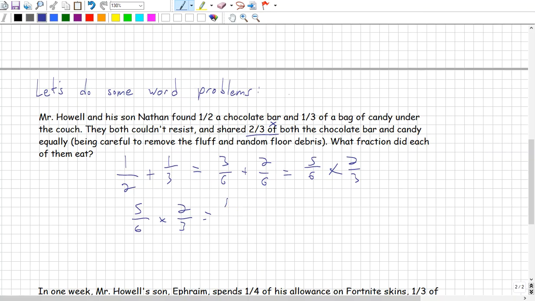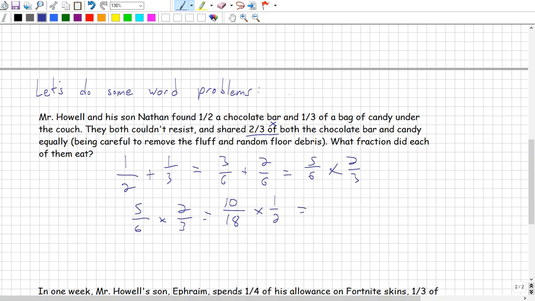So 5 times 2 is just 10. 6 times 3 is 18. So I get 10/18 total. That's how much we shared. And so what fraction did each of them eat? Then I'm going to have to take this value, the 10/18, and divide by 2, which is the same as multiplying by a half.